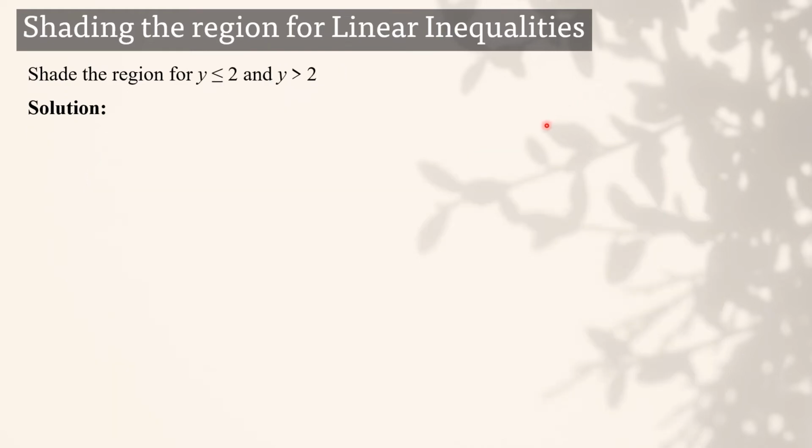Let's continue with the second example. Shade the region for y less than or equals to 2 and y greater than 2. So for the first graph, this symbol is less than or equal to, so we're going to use a solid line. Whereas for this symbol, we're going to use a dashed line because this symbol is without the equal sign.